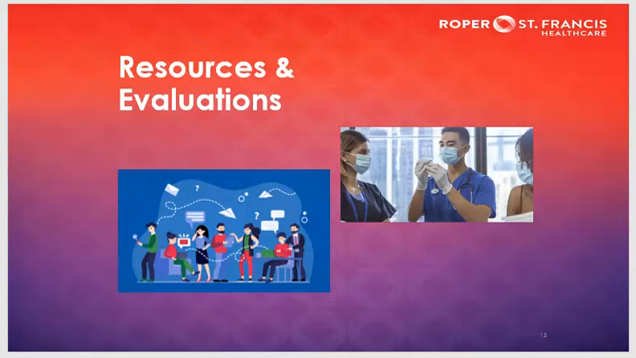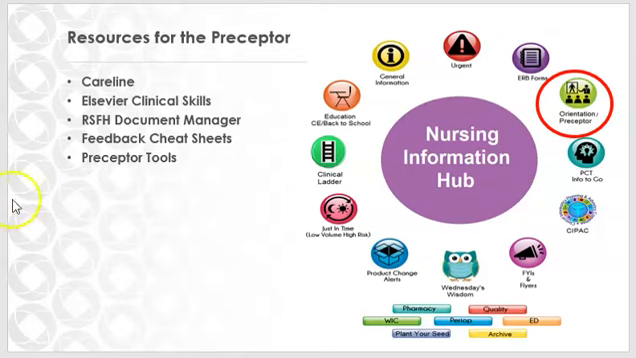So now we are going to move on to some resources that you have available to you on Careline and look at some other tools. So when you log on to Careline, if you click on the nurses portal, you'll see there is a circle for orientation preceptor. When you click on that, there will be several resources available there for you. You can also access the Elsevier clinical skills. It will be over on the right hand side of the page.